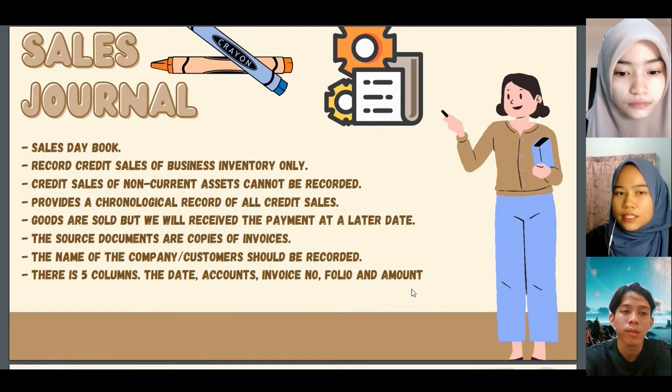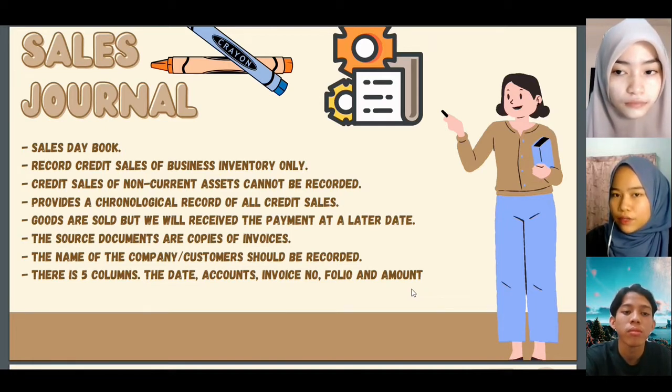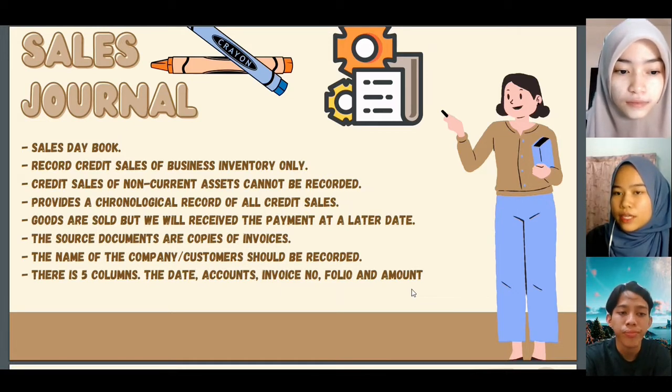The next one is a sales journal. A sales journal is also known as sales table. It is used to record credit sales of business inventory only. The credit sales of non-current assets cannot be recorded in the sales journal. It is to provide the chronological records of all credit sales made in the life of a business. Credit sales are transactions where the goods are sold, but we will receive the payment at a later date. The source document for the sales journal are copies of all invoices given to the debtors.